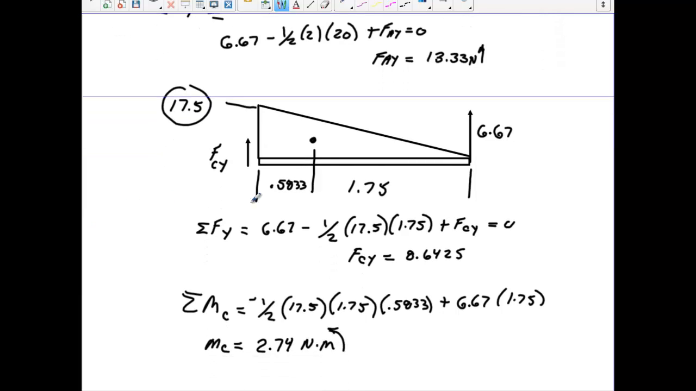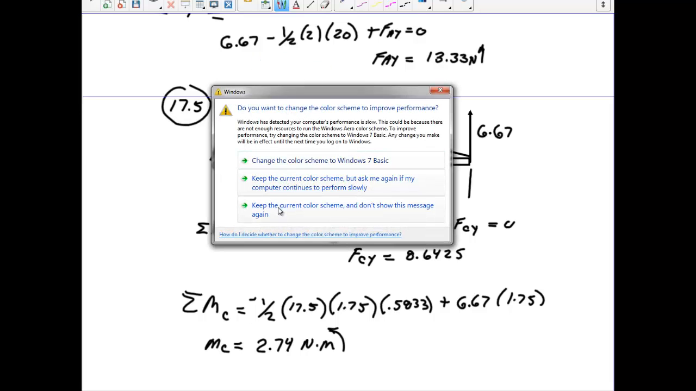Now you do exactly what you've done before. You can say I'm going to sum the forces in the y direction. I got 6.67 that I calculated before, minus 1/2 times 17.5 times my 1.75 plus FCY. You don't have to put FCY in there if you don't want to, but that's going to be my reaction force. And let me just double check that. So I got 0.5 times 17.5 times 1.75. Okay, and then that is correct.